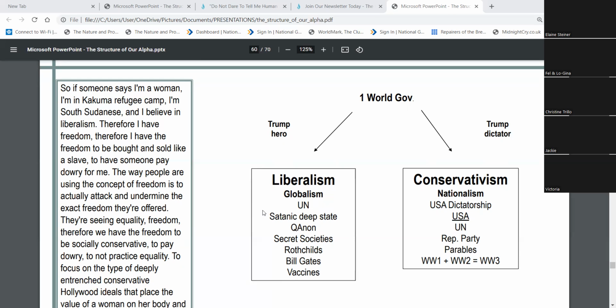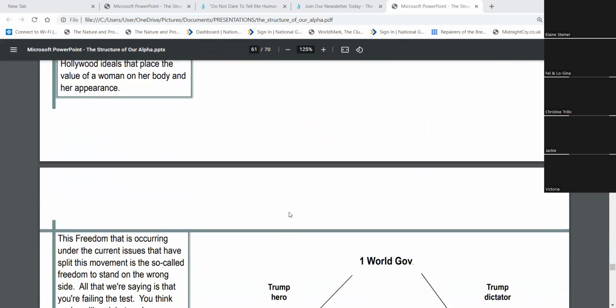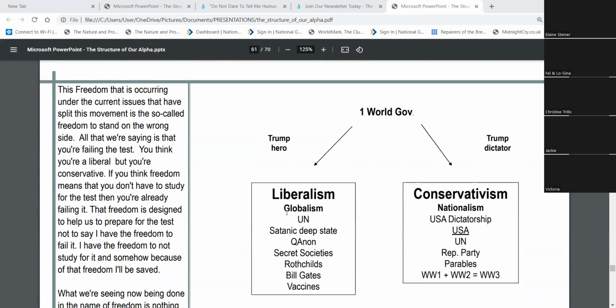Therefore, we have the freedom to be socially conservative, to pay dowry, to not practice equality, to focus on the type of deeply entrenched conservative Hollywood ideals that place the value of a woman on her body and her appearance. This freedom that is occurring under the current issues that have split this movement is a so-called freedom to stand on the wrong side. All that we're saying is that we're failing the test. You think you're a liberal, but you're a conservative.